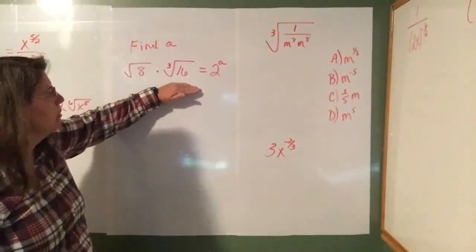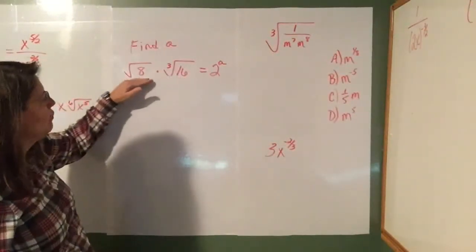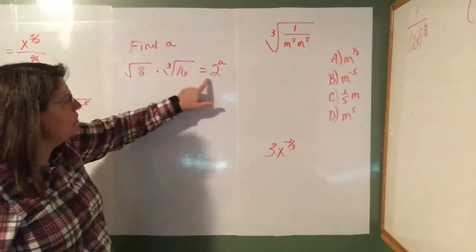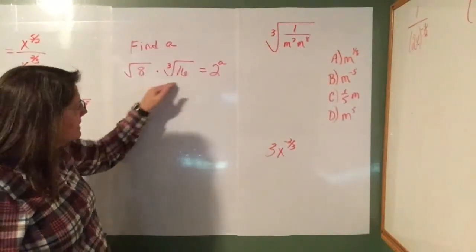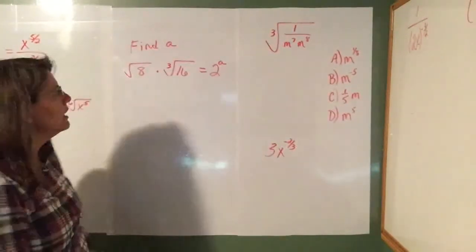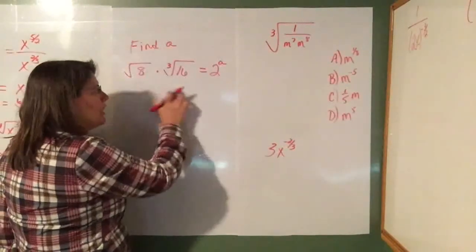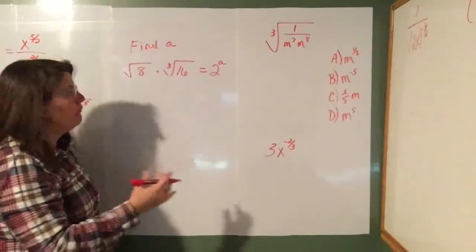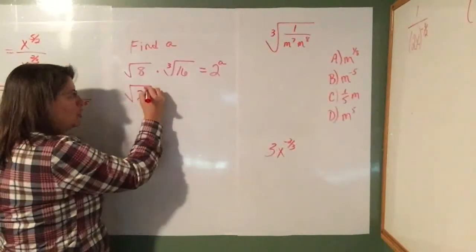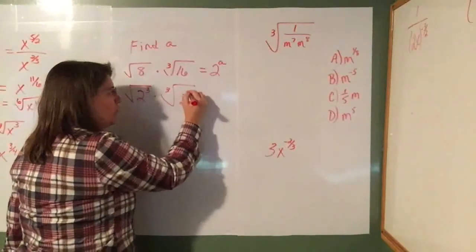If you look at this problem, they have two separate numbers underneath radicals, but right here they have find a, and they give you that this thing equals 2 to the a. So what they're telling us to do here is they're asking us to convert everything here to a power of 2. Well, hopefully you understand that 8 is the same thing as 2 cubed, and 16 is the same thing as 2 to the 4th.